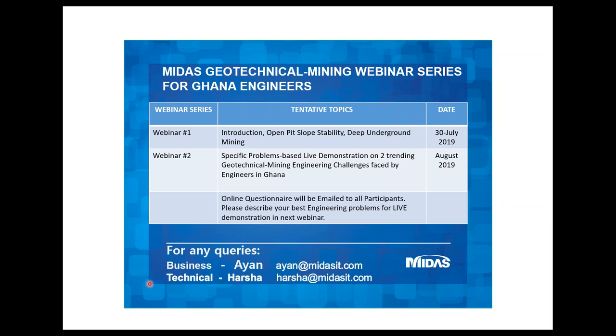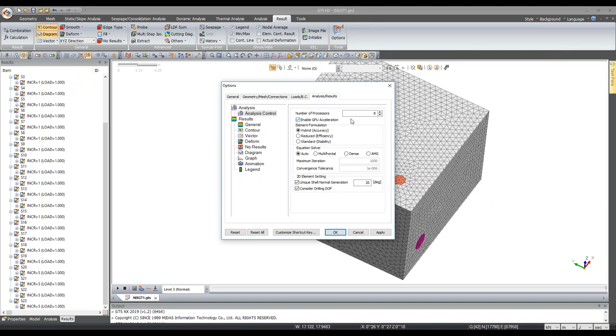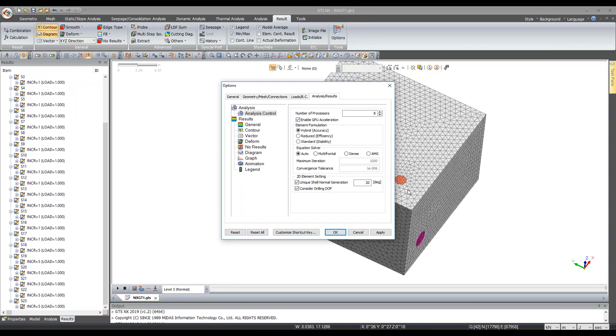So the requirements of the software, as I said, depend on the type of model and the size of the model. If it's very large, I can recommend 8 GB, but it runs very well even on 4 GB RAM and an i3 processor. Even in our software, we have options to choose your number of processes, and you can enable GPU acceleration, graphics processing usage, which will double or triple your analysis speed. So that's the basic requirement.